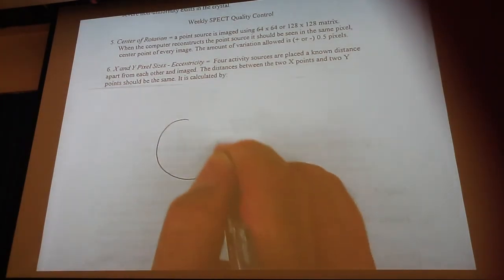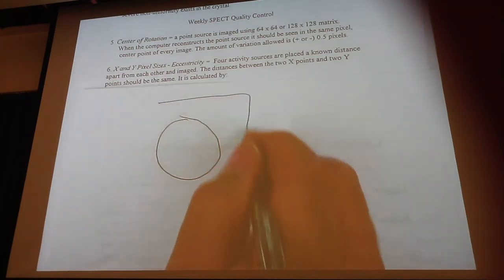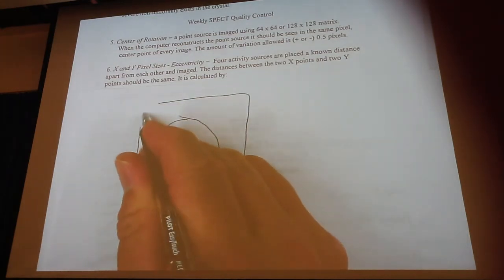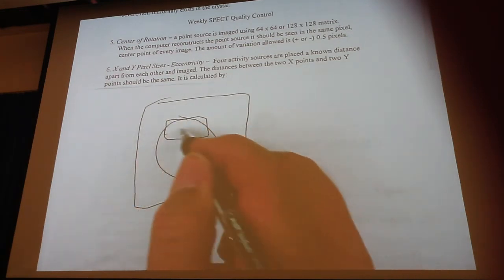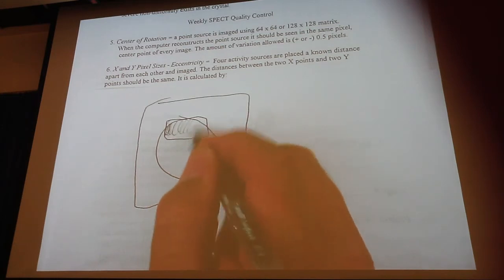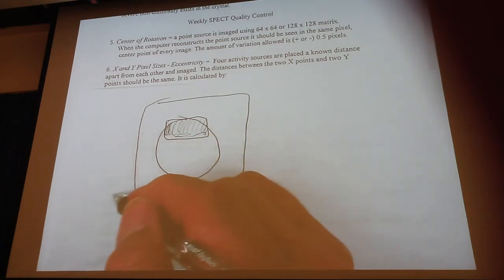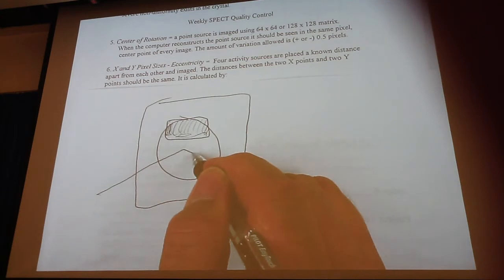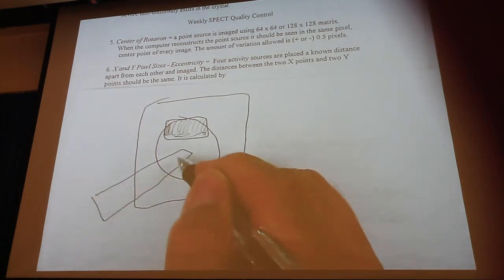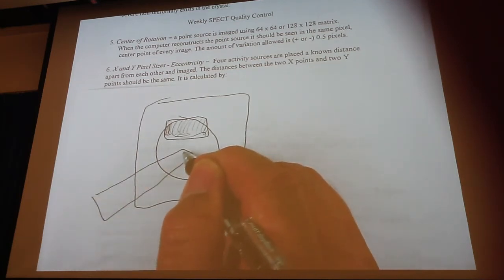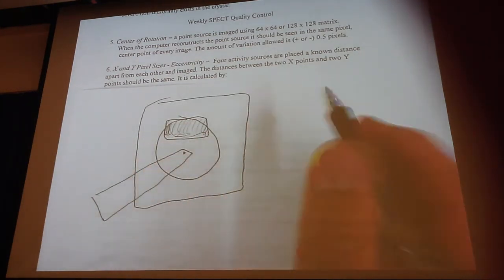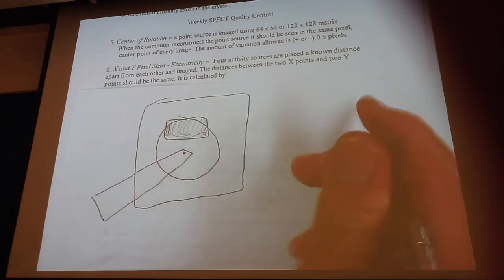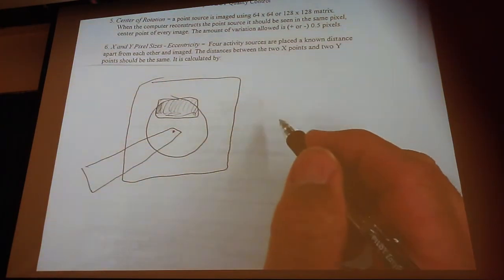Okay, and what you typically need, or this is what you're trying to do. Okay, let's say here's your gantry. Here's your detector. Here's your table right in the center. And then normally you just put a point source here. Okay? And then you acquire an image 360 degrees. Okay, so what am I trying to prove with this?